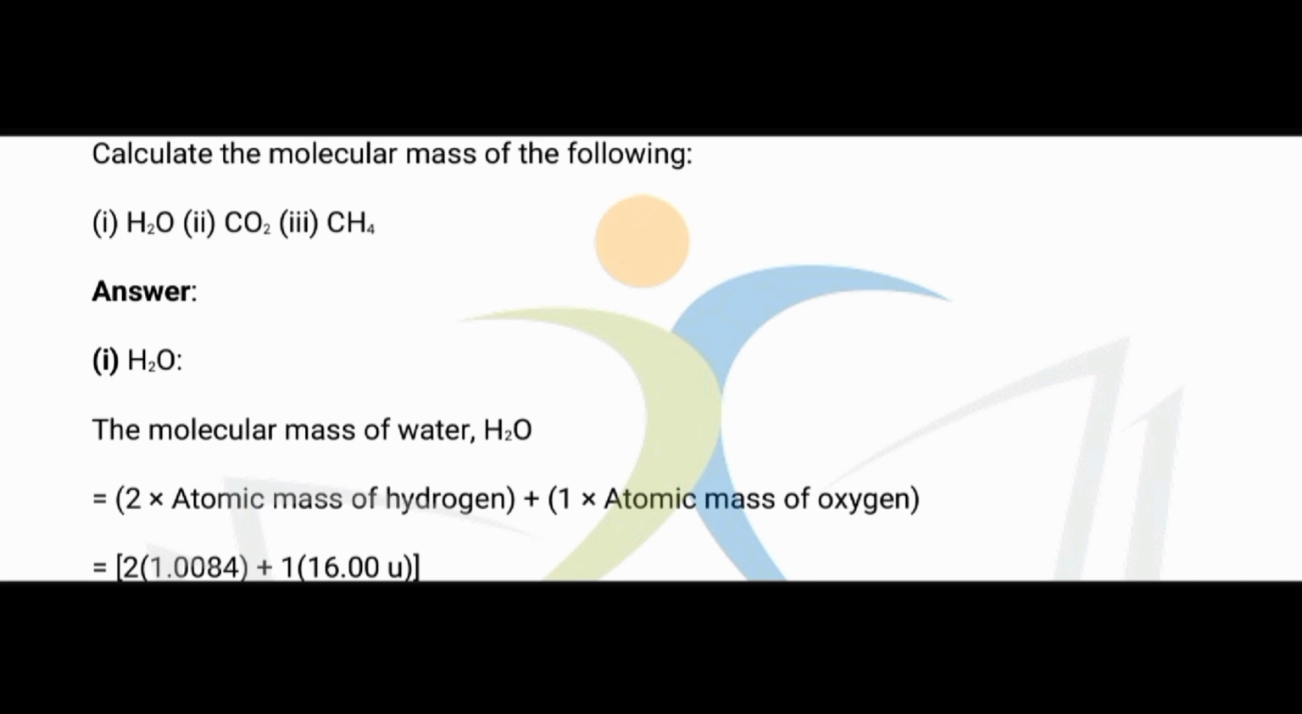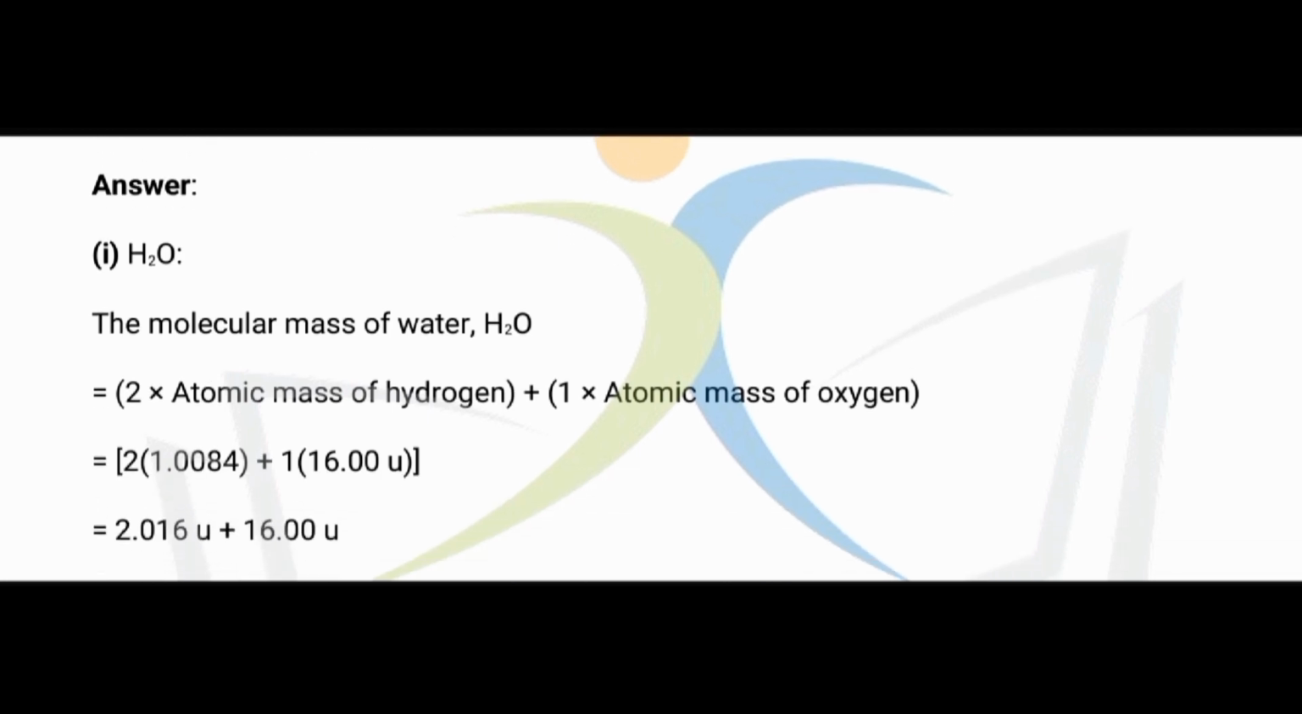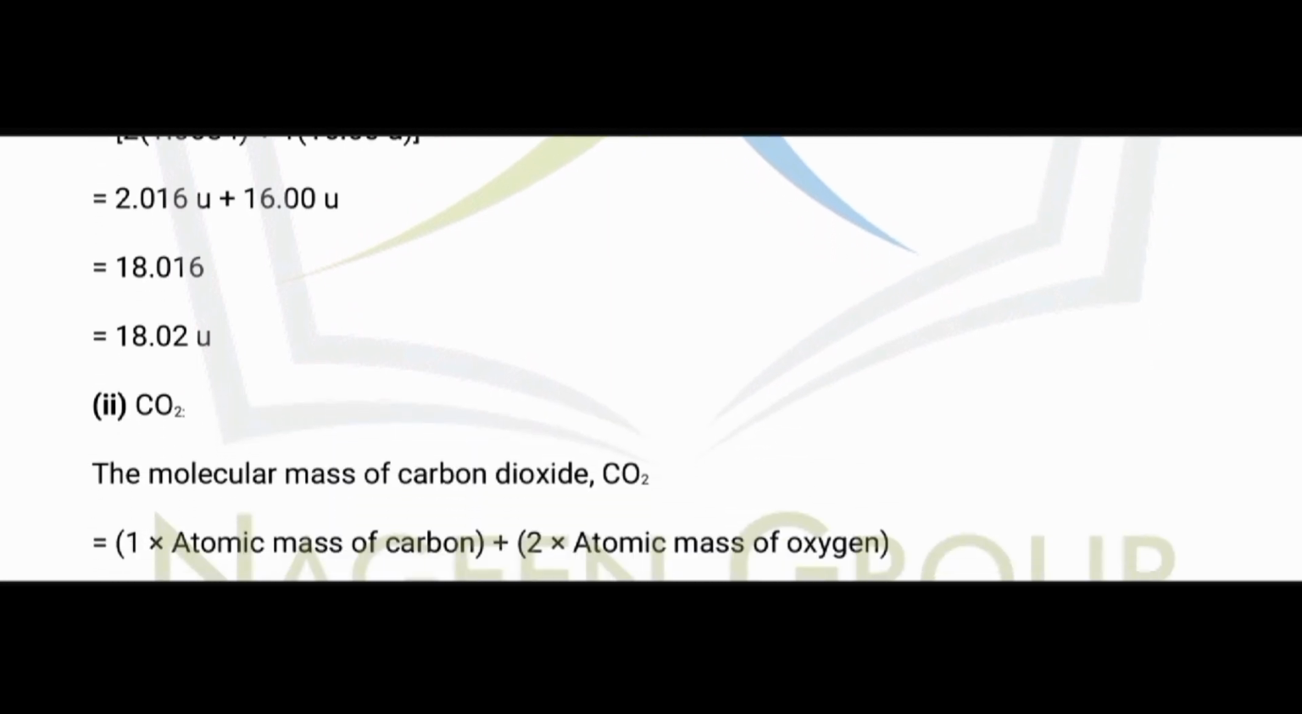I have told you in my previous lecture that we can calculate the molecular mass of every compound by adding the masses of every atom. So here: 2 into the atomic mass of hydrogen plus 1 into the atomic mass of oxygen. The atomic mass of hydrogen is 1 and oxygen is 16. So 2 into 1 plus 16, your answer is 2 plus 16, that is 18 unit or 18 gram.